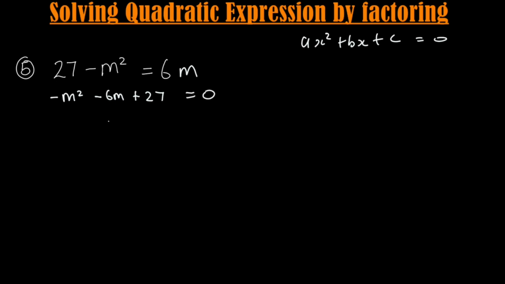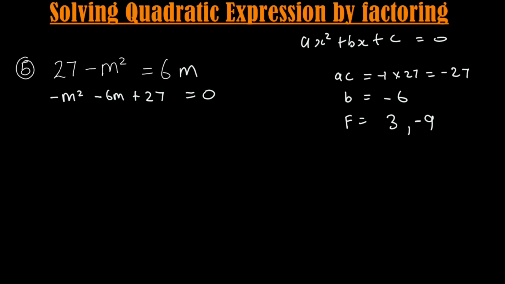Now that we have it in the form, we can go ahead and factorize and find what the values for m are. So what two factors, when we multiply, we get negative 27, and when we add them, we get negative 6? One of the factors has to be negative for us to get a negative product. So the two factors would be 3 and 9. We'd have to make the 9 a negative, because 3 plus negative 9 would give us the negative 6, and 3 times negative 9 would give us the negative 27.